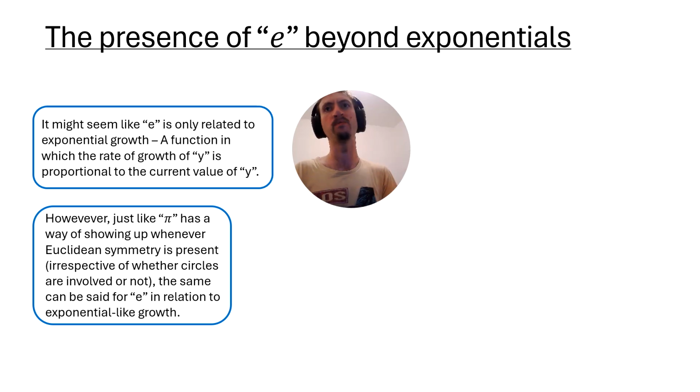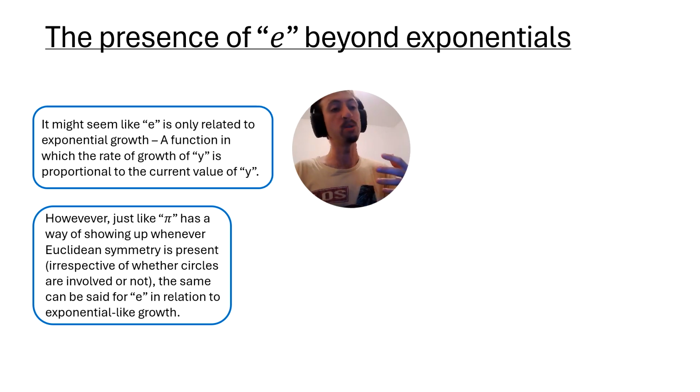Like if you want to find the area under a Gaussian curve, and a Gaussian curve seemingly has much more to do with Euler's constant than it does to do with circles. But if you want to find the area under a Gaussian curve, it turns out that the area is proportional to the square root of pi. So pi appears even where there doesn't seem to be anything to do with circles.